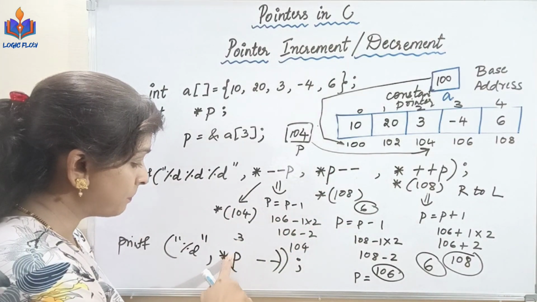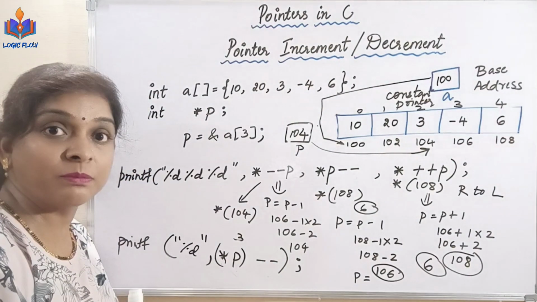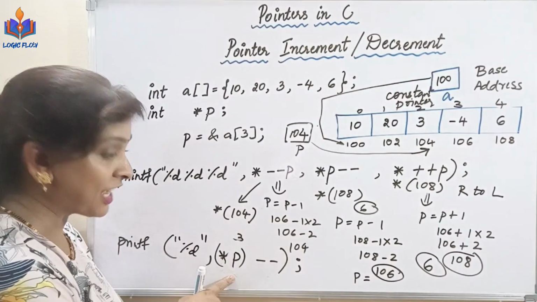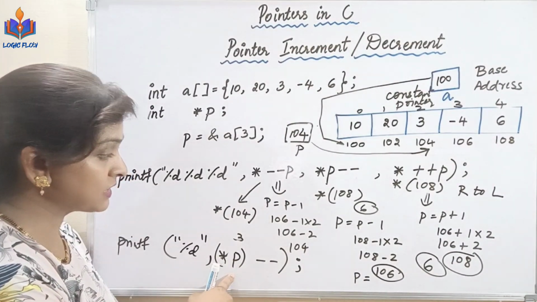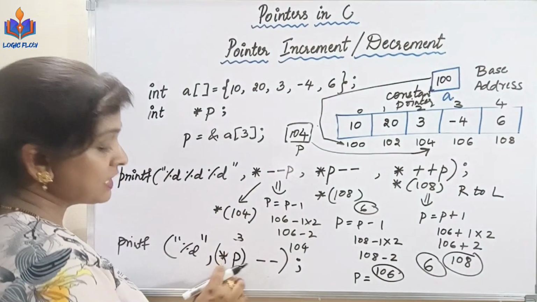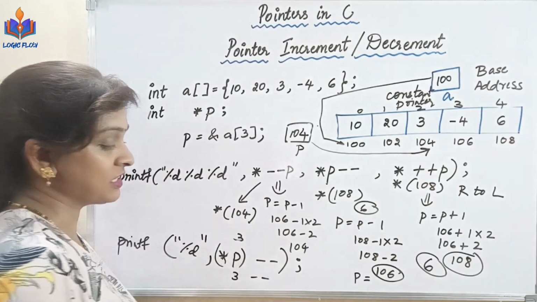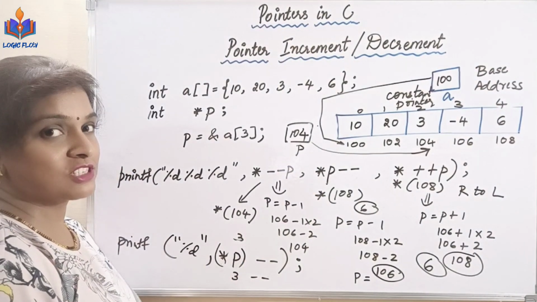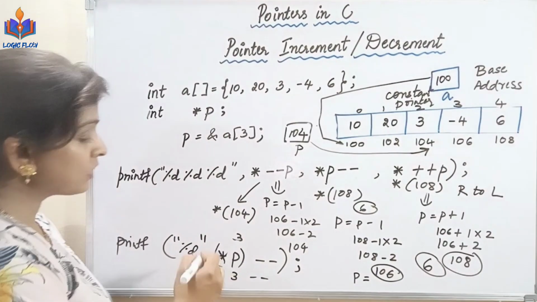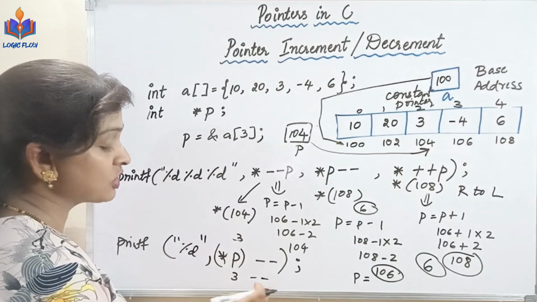But if you put the brackets for pointers like this, asterisk p minus minus, what will be the answer? Here the compiler will do it in a different way. The bracket will be evaluated first. Asterisk p means what is the final value we got for p? It is 104. So what is the value at 104? It is 3. Minus minus means it is post decrement, right? It is going to print 3 only.